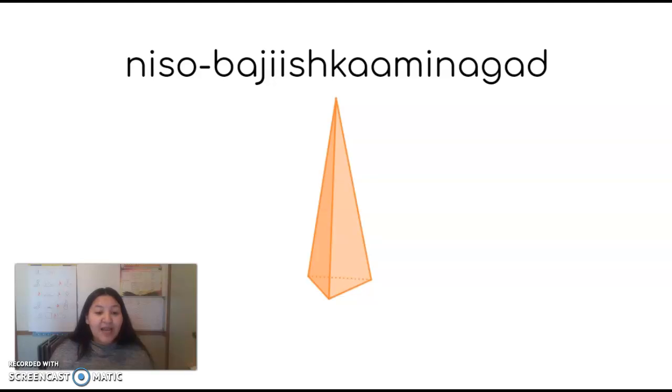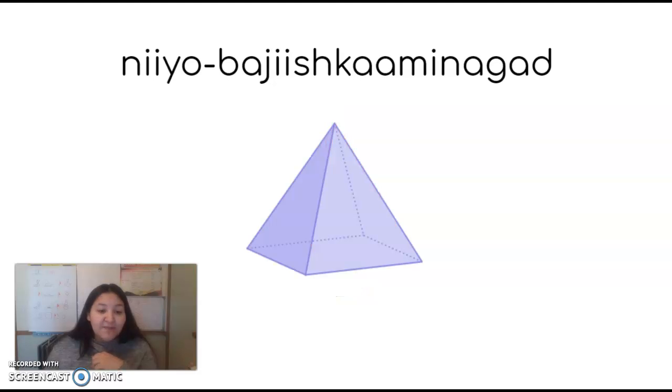Here's our next one. This one is a three-sided pyramid. So remember, the minagad makes it go up, high, and this can kind of relate to most pyramids that you can find in Egypt. Let's move on to our next one.